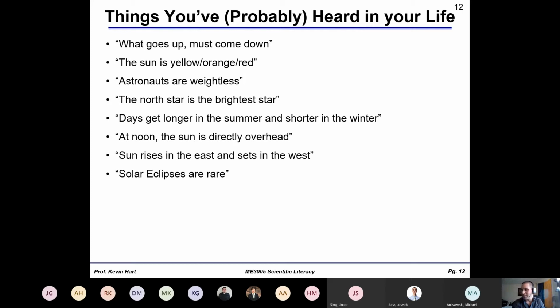All right. The sun is yellow, orange, red. Okay, that's also not true. If the sun were yellow or orange or red, or only emitted yellow or orange or red light, then you would not see any colors outside that were not yellow or orange or red. Right? The sun emits white light.